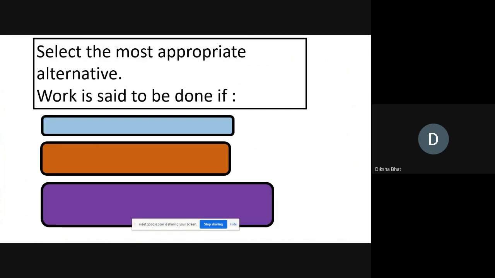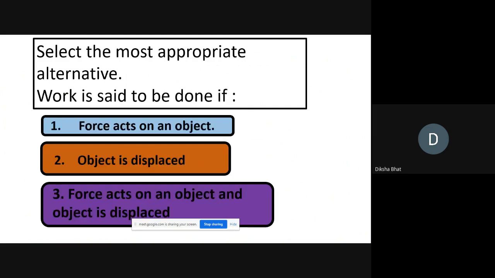Select the most appropriate alternative. Work is said to be done if: force acts on an object; object gets displaced; force acts on an object and object is displaced. Option 3, teacher. Force acts on an object and object is displaced. Let's check. Yes, correct.